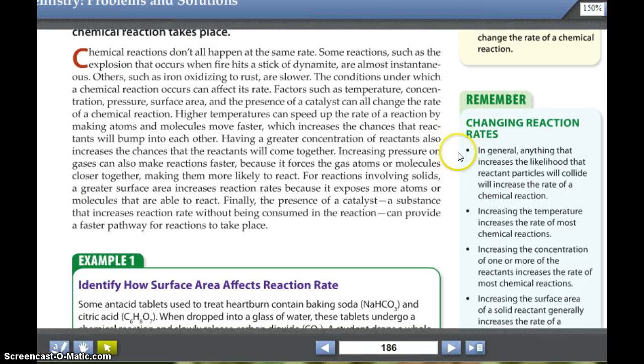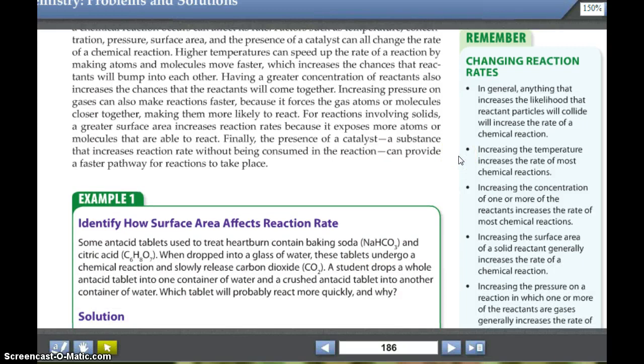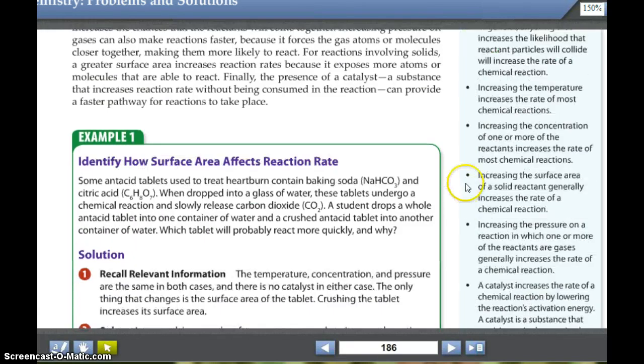Remember, changing reaction rates. In general, anything that increases the likelihood that reactant particles will collide will increase the rate of chemical reaction. Increasing the temperature increases the rate of most chemical reactions because the molecules are moving faster. Increasing the concentration, because there's more of them, of one or more of the reactants increases the rate of most chemical reactions. Increasing the surface area, so making the pieces what? Bigger or smaller? Smaller. So increasing the surface area of a solid reactant generally increases the rate of chemical reaction.